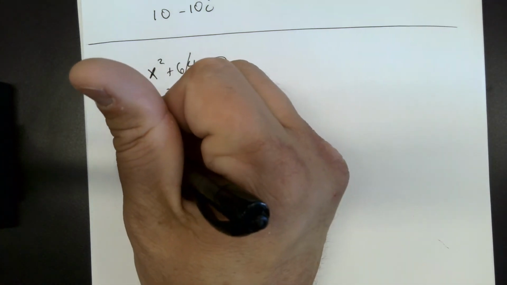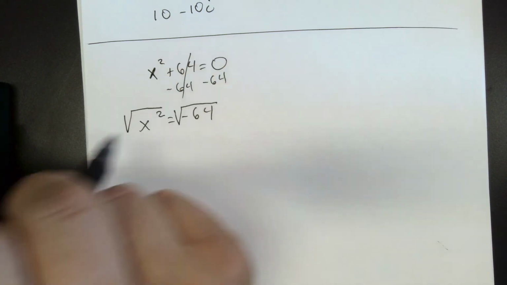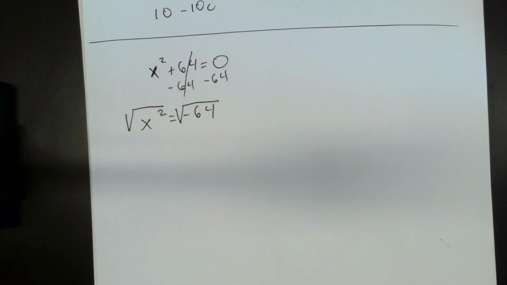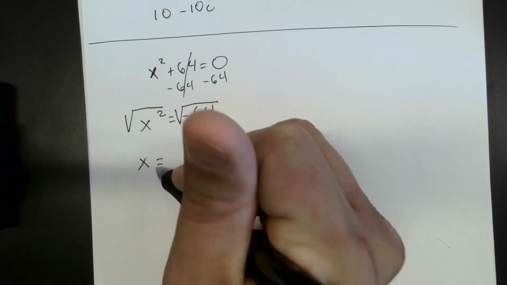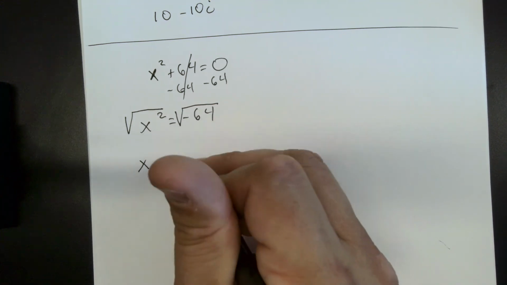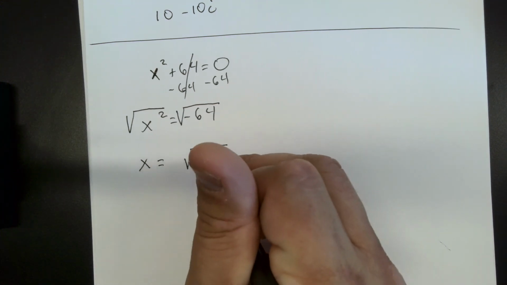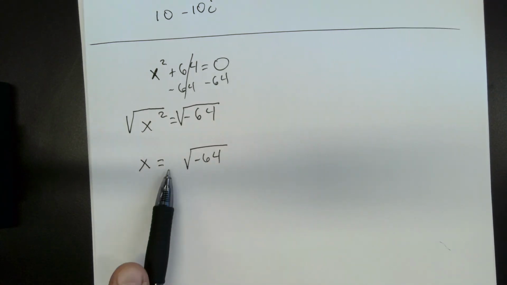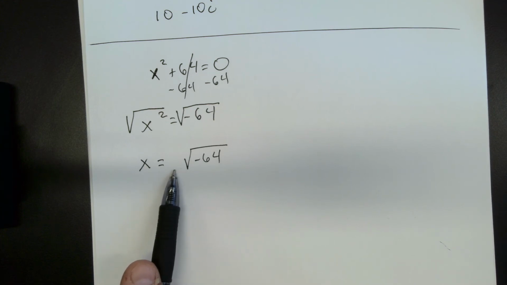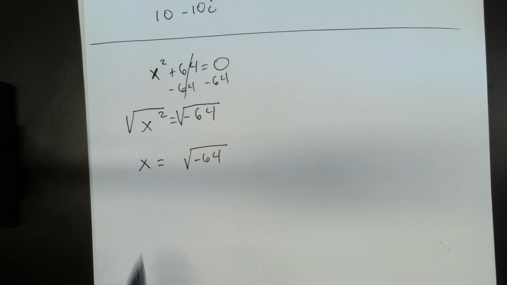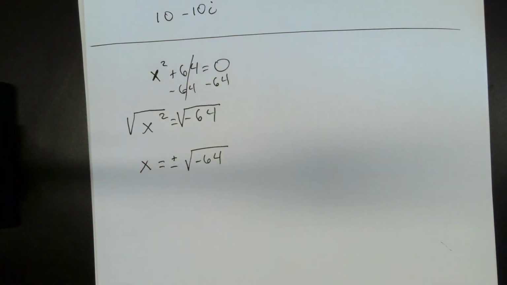Now we got to remember something, and I'm not going to let Andy answer this because he might know. When you square root two sides of an equation, what comes with it? Something comes with it. Think about the quadratic formula. Anytime you square root both sides of an equation, a plus or minus has to come with it.